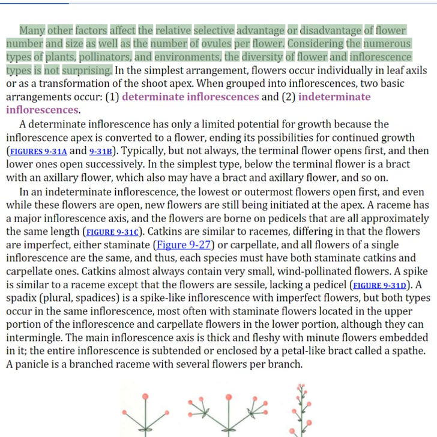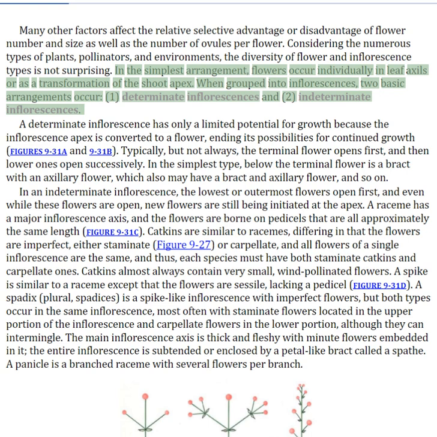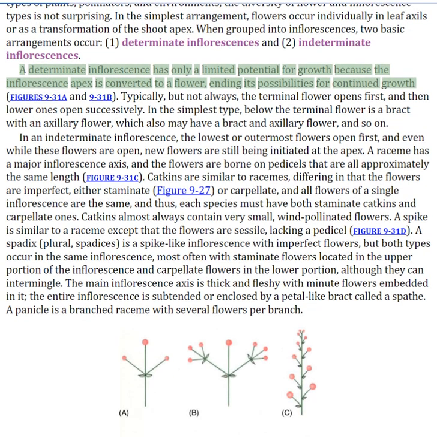Many other factors affect the relative selective advantage or disadvantage of flower number and size as well as the number of ovules per flower. Considering the numerous types of plants, pollinators, and environments, the diversity of flower and inflorescence types is not surprising. In the simplest arrangement, flowers occur individually in leaf axils or as a transformation of the shoot apex. When grouped into inflorescences, two basic arrangements occur: determinate inflorescences and indeterminate inflorescences. A determinate inflorescence has only a limited potential for growth because the inflorescence apex is converted to a flower, ending its possibilities for continued growth.